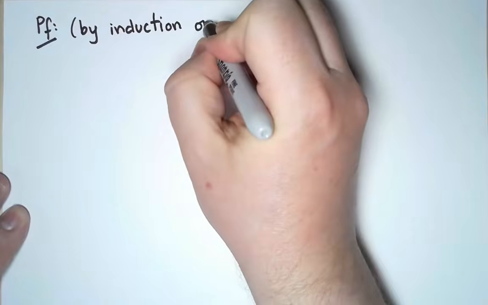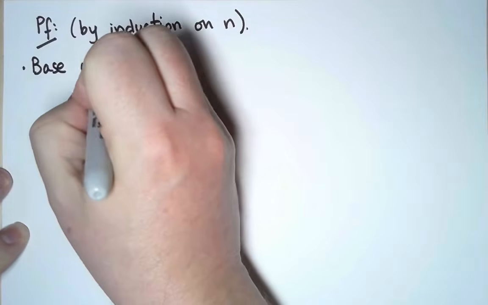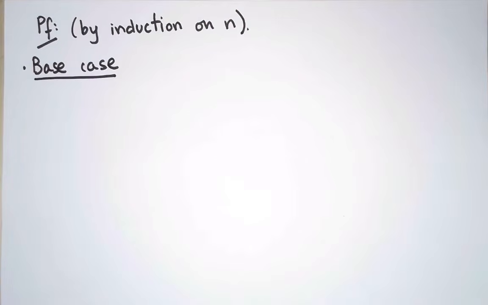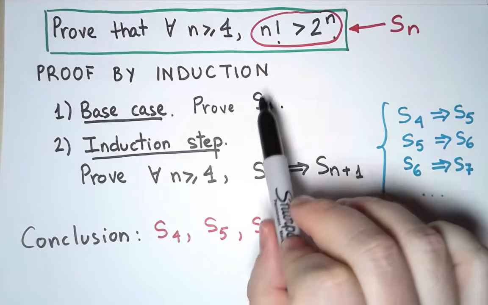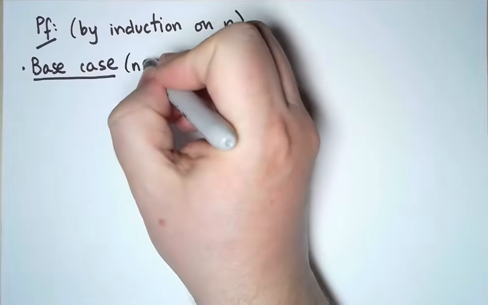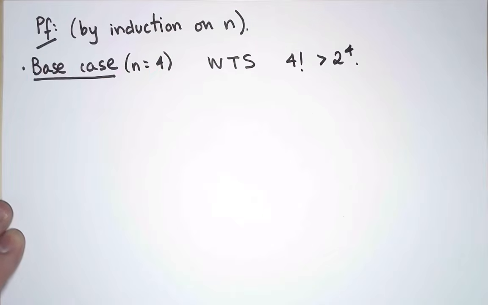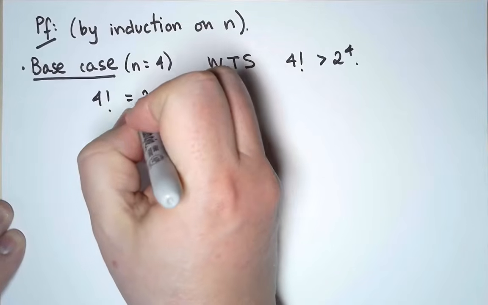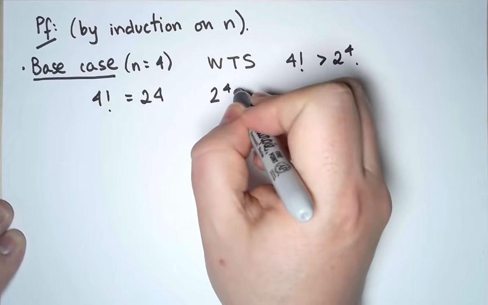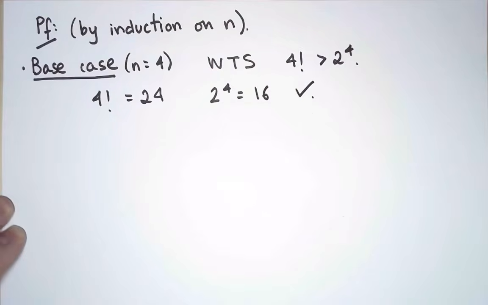Enough introduction, let's write down the proof. I'm going to write a proof by induction, but my reader doesn't know it, and my reader cannot read my mind, so I should mention that explicitly. First is the base case. In this case, what I need to do is prove the inequality when n equals 4. Well, that should be easy. Let's just do the calculation. 4 factorial is 24, and 2 to the 4 is 16. Done. That works.